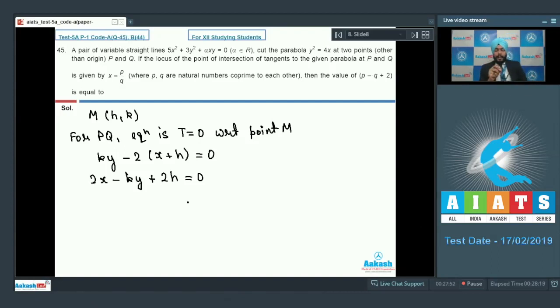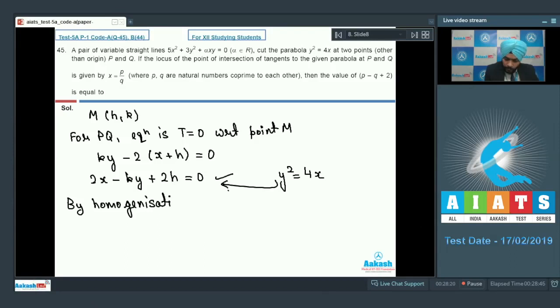The pair of variable straight lines is the pair of lines which is joining origin to P as well as to Q. So that means this pair of straight lines can be obtained by homogenizing y square equal to 4x by using this particular line. Okay, so we have by homogenization y square minus 4x into the value of 1, that we substitute. So 2x minus ky upon minus 2h is the value of 1, equals 0.